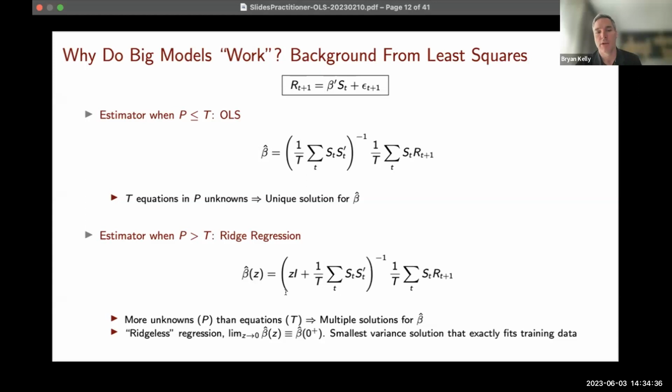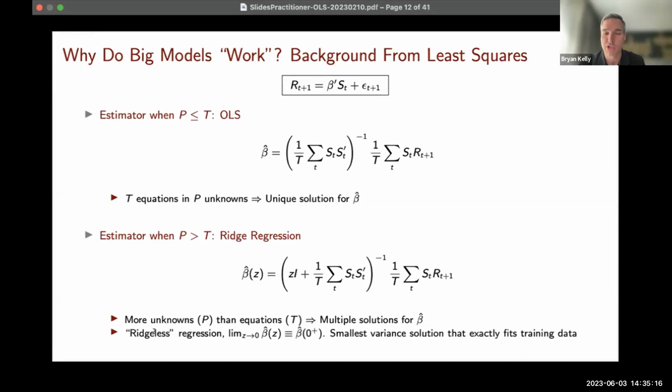It's interesting then to recognize that you actually can come up with a solution that exactly fits the training data and is unique, even if P is greater than T. How do you do that? Well, you just take an infinitesimal amount of shrinkage. You can think about this as the limit as Z goes to 0. At 0, there's an infinite number of solutions, but in the limit as Z goes to 0, I can find an ever smaller Z that gives me a unique solution, and that unique solution is going to exactly fit the training data.